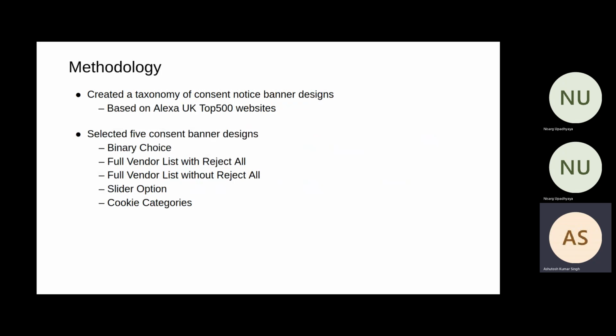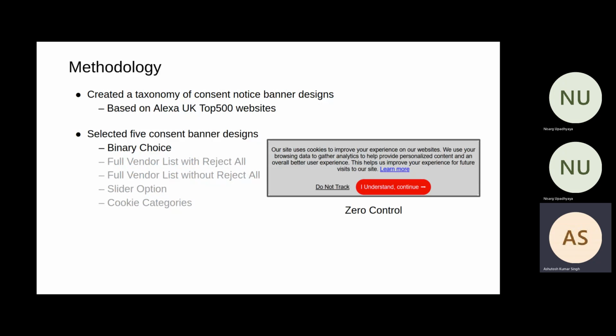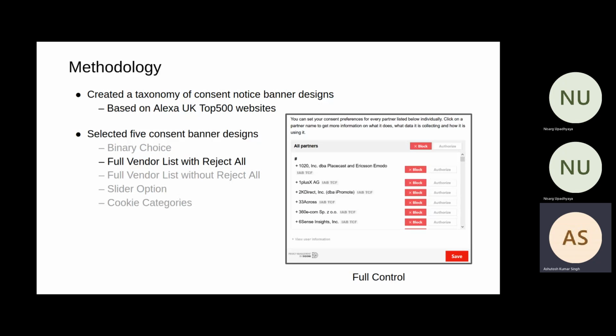In order to answer our research questions, we need a handful of consent banner designs, and hence we build a taxonomy by focusing on the Alexa UK top 500 websites. Collectively, these different banners can be divided into 5 different cookie consent UI templates. We have the binary choice template that provides almost zero control to the user, and it appears with a pre-selected I understand continue button. On the other end of the spectrum, we have the full vendor list, which provides full control. It allows users to authorize or deny each cookie and related tracking entities separately.